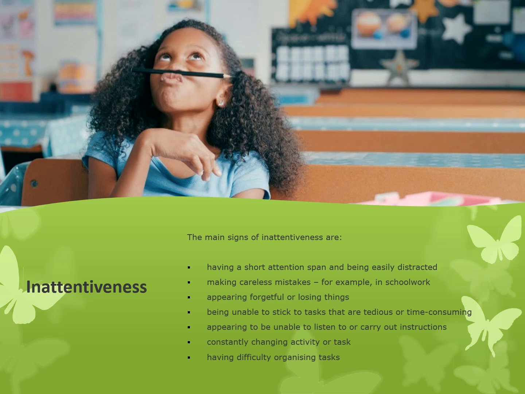The main signs of inattentiveness are having a short attention span and being easily distracted, making careless mistakes, for example in schoolwork, appearing forgetful or losing things, being unable to stick to tasks that are tedious or time consuming, appearing to be unable to listen to or carry out instructions, constantly changing activity or task, or having difficulty organising tasks.